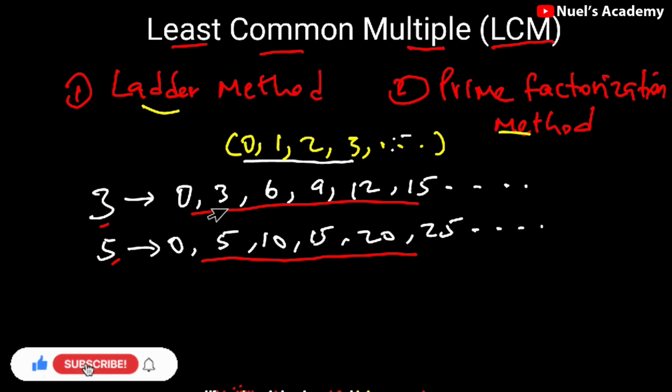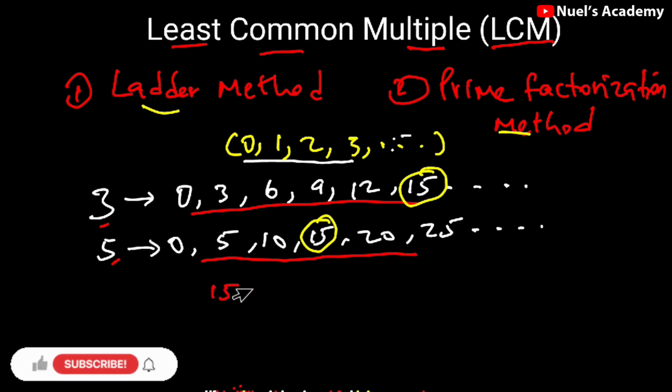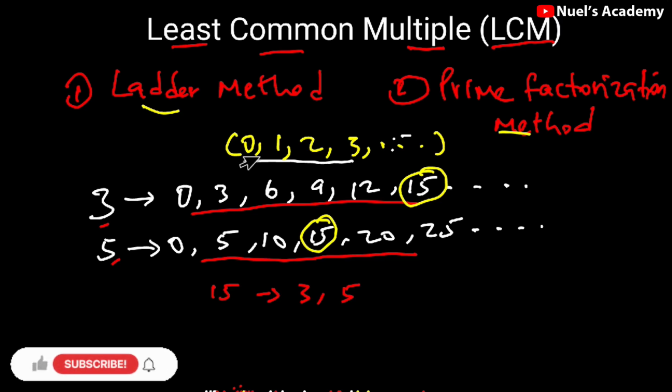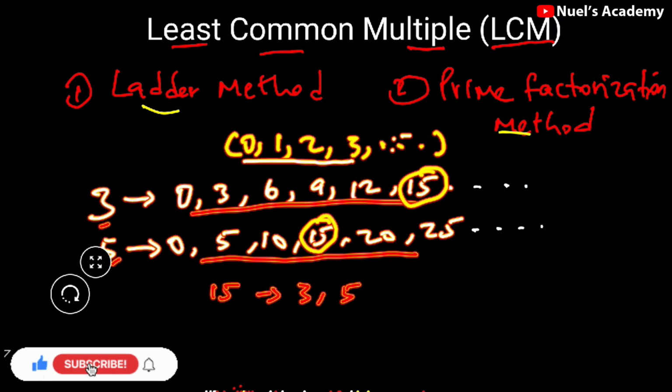Now, having these multiples of 3 and 5 listed out, you see that we have 15 here and 15 here. So what it tells us is that 15 is the LCM of 3 and 5. Alright, so this is what this information is telling us. Having discussed the multiples, let's discuss the ladder method. Let's see how we can use it to find the LCM of two or more numbers.